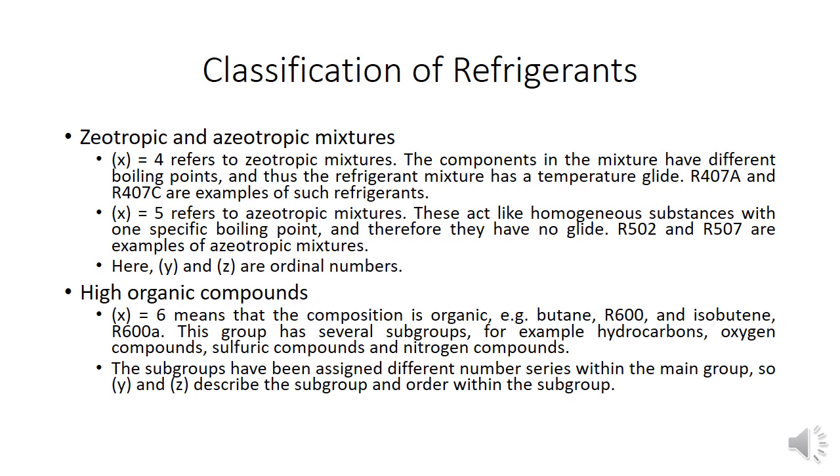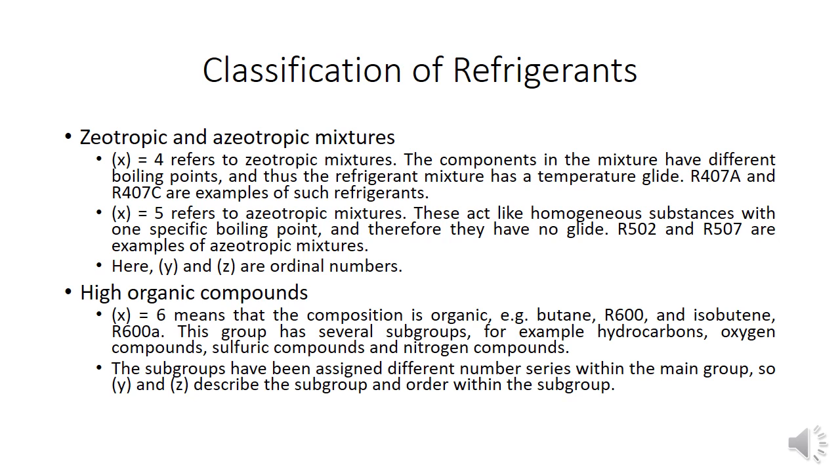Like R407, 407A and C are examples of such refrigerants. Similarly, X equal to 5 refers to the azeotropic mixtures. R507 and R502 are example mixtures. In the zeotropic and azeotropic mixtures, Y and Z are considered as ordinal numbers. The next category is organic compounds. When X is equal to 6, it becomes butane, considered to be organic. In this category, one refrigerant which is popularly known is isobutane, R600A.